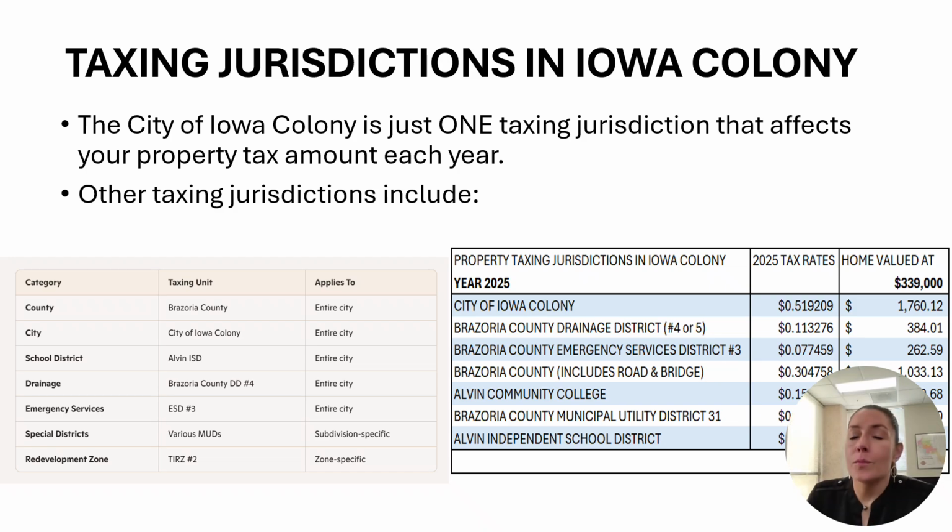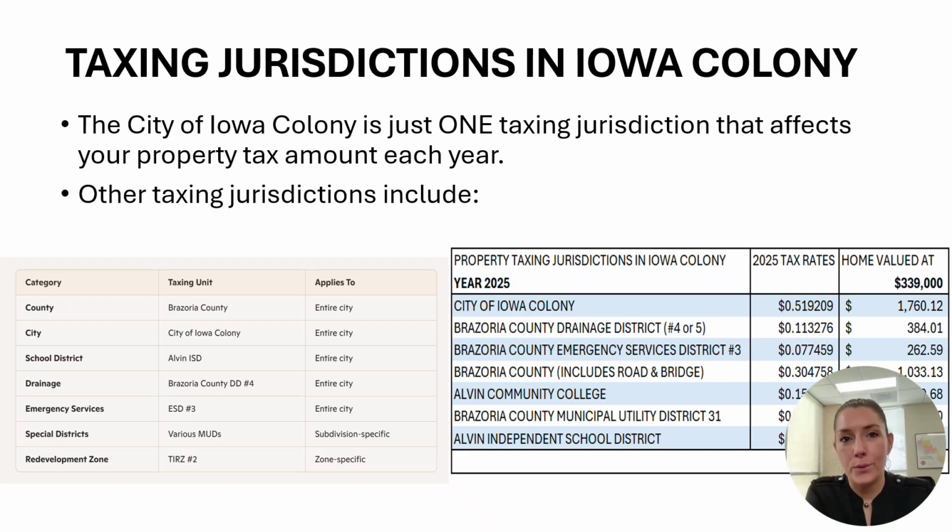So Iowa Colony has multiple taxing jurisdictions within its municipal boundaries. I've taken my home value at $339,000 and the different taxing jurisdictions' taxable rates. We have the city, we also have the drainage district, road and bridge with the county, ESD 3, Alvin Community College, your MUD tax, as well as the school district tax. While you can't probably see my calculations behind the recording, just know that whenever you pay your property taxes, you are not just paying to the city, you are paying to all of these.